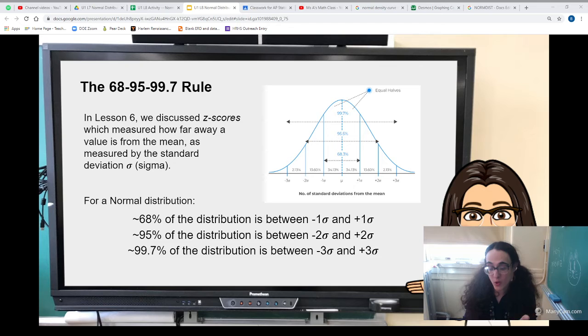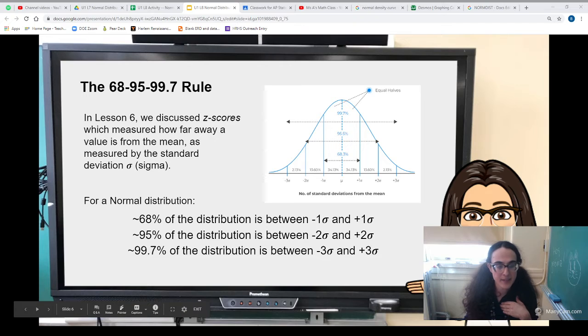As a shorthand, because the term standard deviation is a bit of a mouthful to say over and over again, a lot of times we just abbreviate it with the symbol that we use, which is sigma. So I might say between -1 sigma and +1 sigma, that means -1 standard deviation and +1 standard deviation. If you hear me using sigma, I'm referring to the standard deviation.